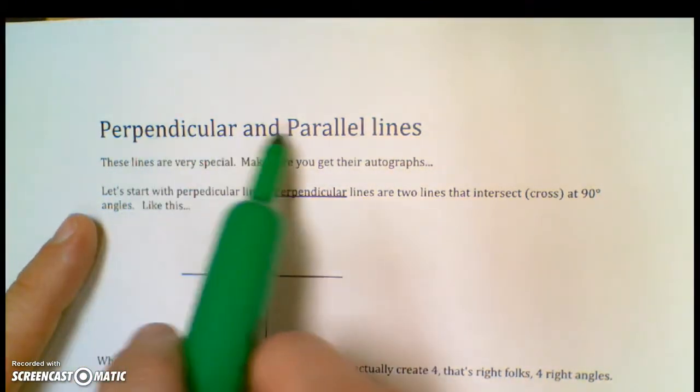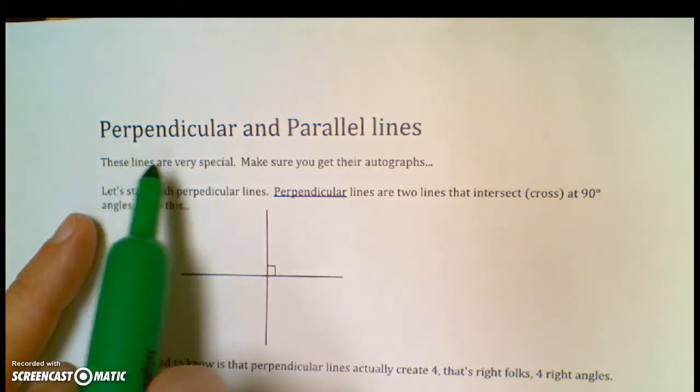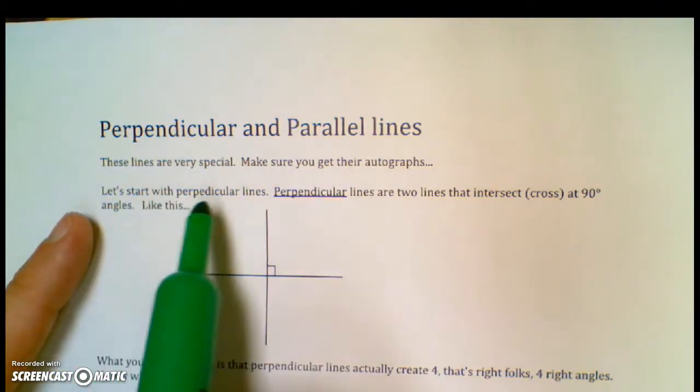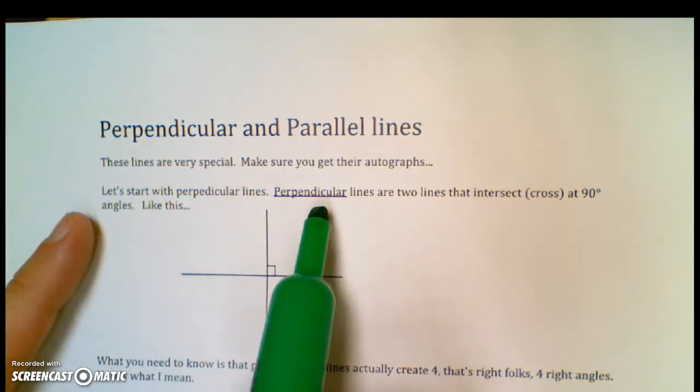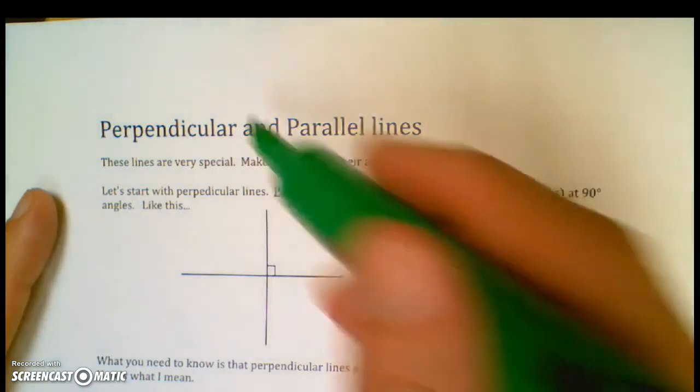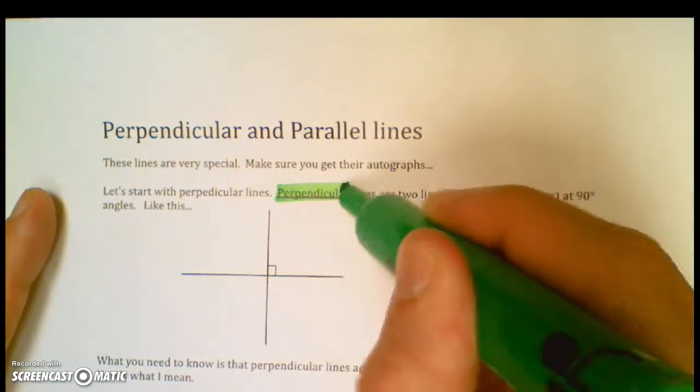Alright, so perpendicular and parallel lines. These lines are very special. Make sure you get their autographs. Let's start with perpendicular lines. Perpendicular lines are two lines that intersect or cross at 90-degree angles. I'm going to highlight that part right there.